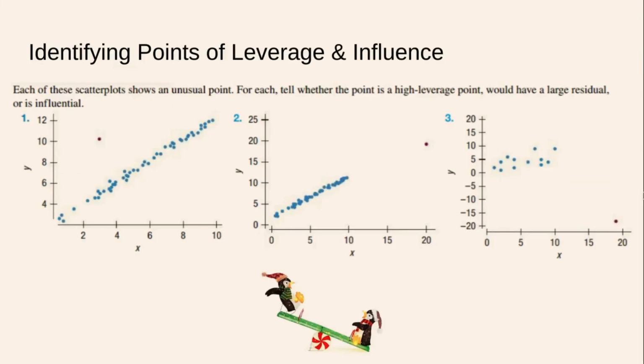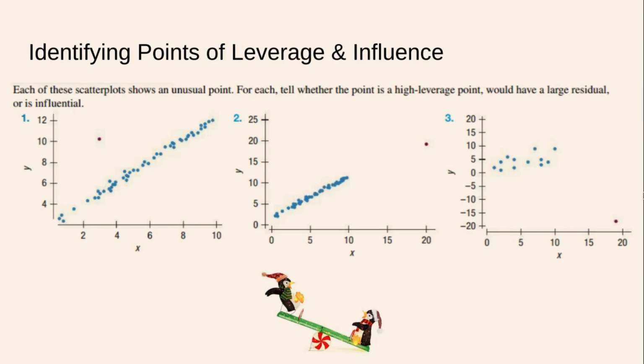So here are some examples for you to try. Each of these scatter plots shows an unusual point. For each, tell whether the point is a high leverage point, would have a large residual, that is, it's an outlier, or is influential for some reason or another. Take a moment, pause the video, try these 3 examples, and see how you do.